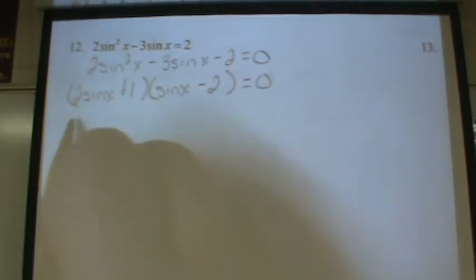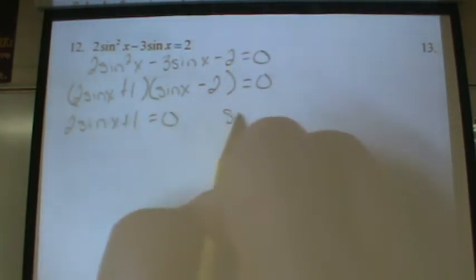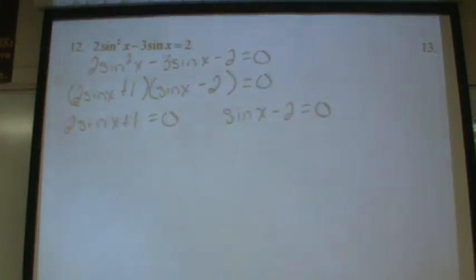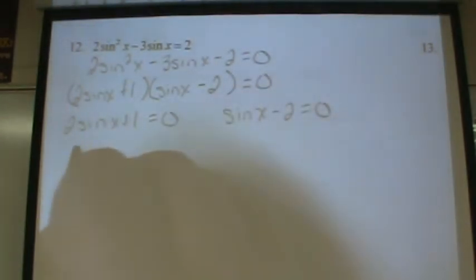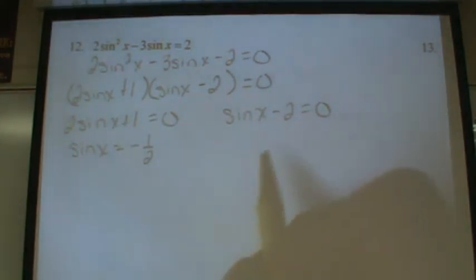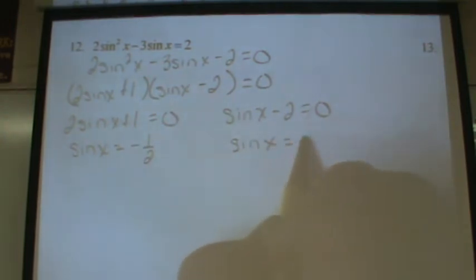You're going to set each one of these equal to 0. So you're going to have 2 sine x plus 1 equals 0, and sine x minus 2 equals 0. Isolating your sine, you're going to get sine x equals -1/2 for this first one. For the second one, you're going to get sine x equals 2.